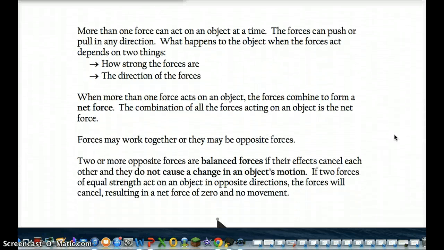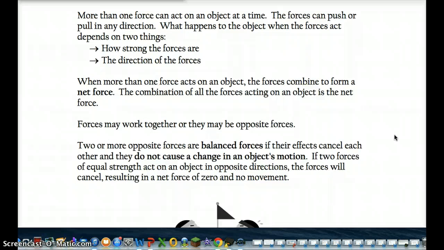Now, more than one force can act on an object at a time. The forces can push or pull in any direction. What happens to the object when the forces act depends on 2 things: how strong the forces are and the direction of the forces. When more than one force acts on an object, the forces combine to form a net force. The combination of all the forces acting on an object is the net force.